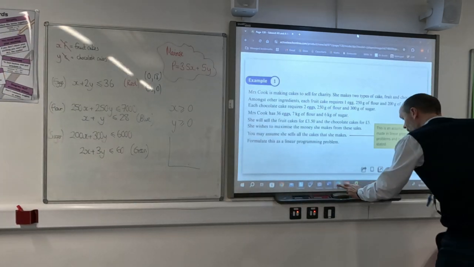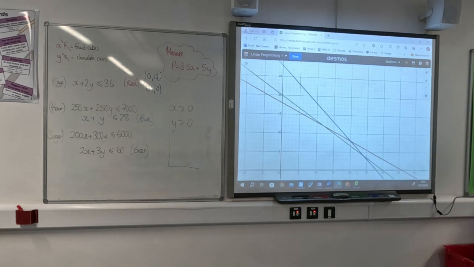And what a good job, to save time, that I produced a colour copy of this and photocopied it in colour for you all. Well, that was my plan anyway. For some reason, the photocopier isn't working, so I had to print it on my black and white printer. So sorry, you haven't got coloured copies. But the red line is the eggs line, and the blue line is the flour line, and the green line, sorry, I didn't have a green pen, so that's why I've written in black, is the sugar line.